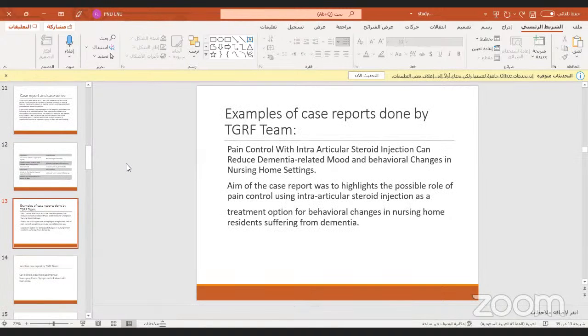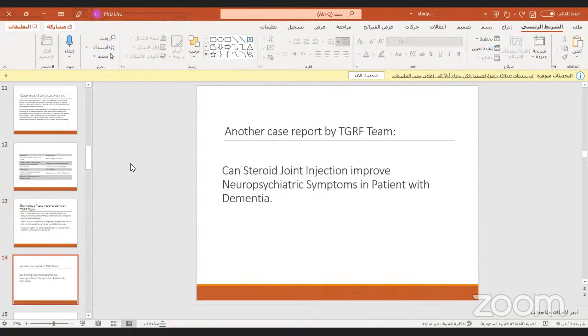Those are examples of case reports done by the fellowship teams. For example, this case report titled "Pain Control with Intra-Articular Steroid Injection Can Reduce Dementia-Related Mood and Behavioral Change in Nursing Home Settings." The aim of the case report was to highlight the possible role of pain control using intra-articular steroid injection as a treatment option for behavioral change in nursing home residents suffering from dementia. Another example of a case report done by the fellowship team was titled "Can Steroid Joint Injection Improve Neuropsychiatric Symptoms in Patients with Dementia?"